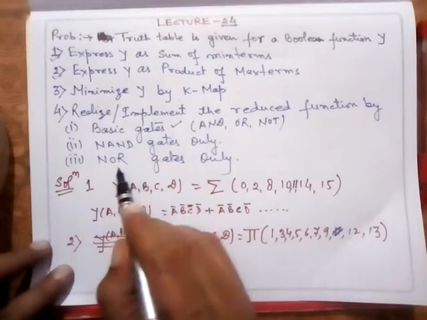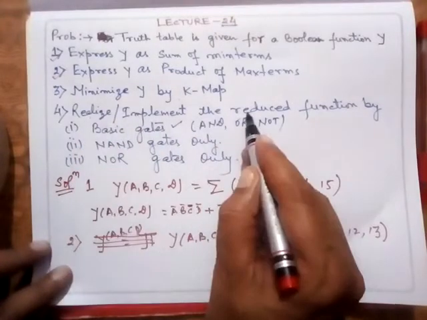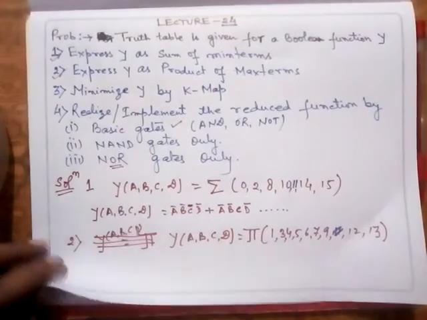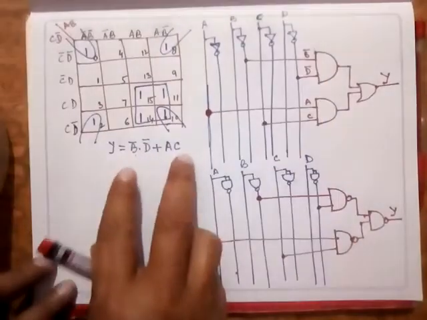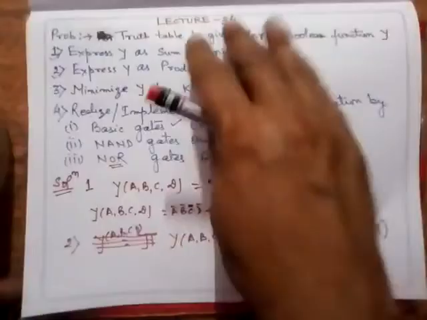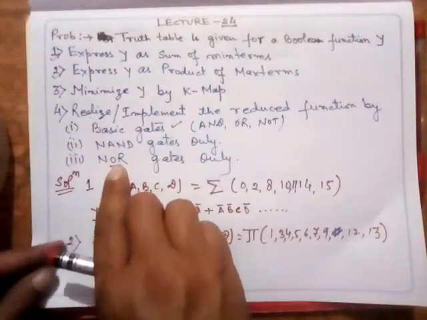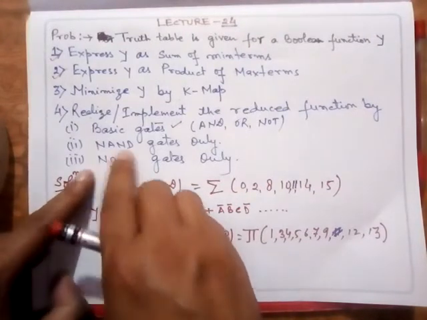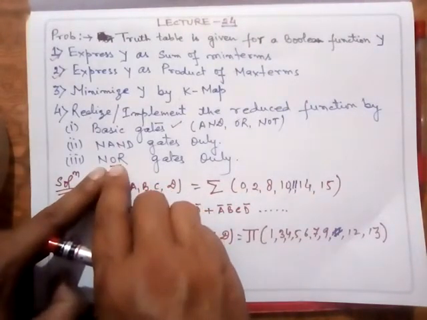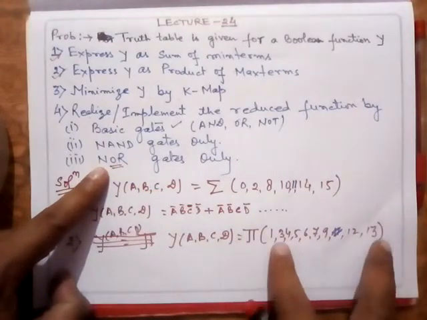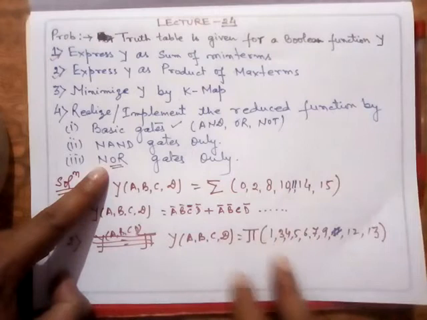Basic gates, NAND gate. Next it says realize or implement the reduced function by NOR gates. Now the function which I have obtained is in SOP form, but it says that realize this by NOR gates only. I told you for a function to be implemented by NOR gate, try to bring it in the POS form or simplified POS form. Now how to obtain the POS form? I can get the simplified POS form by solving this expression.